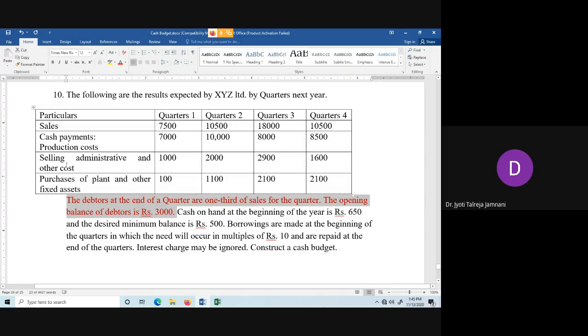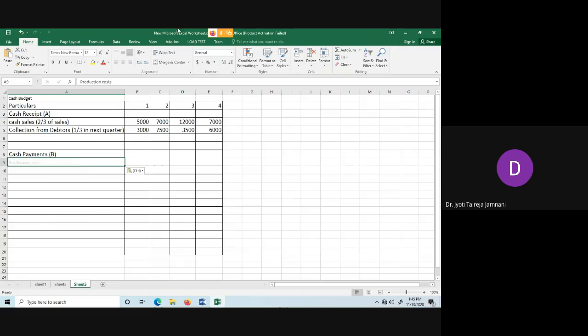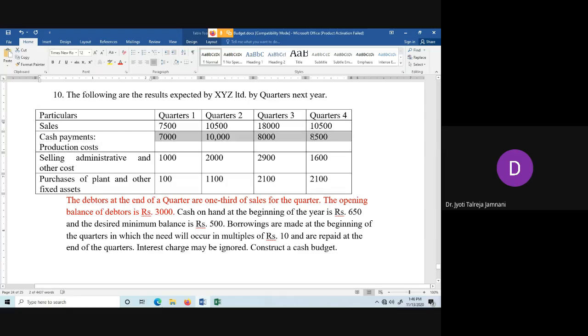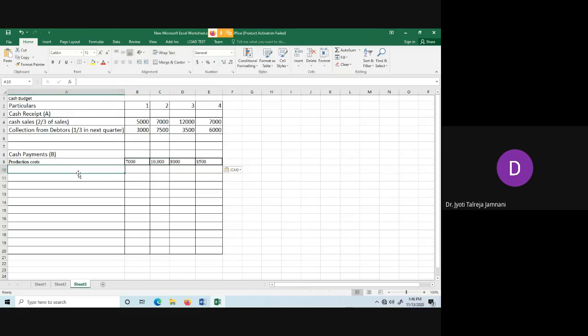Now in the table we have to still pay the production cost, the selling and administrative cost, and the plant and machinery. So let's take production cost and the payments. They have not told that it will be delayed in payment or anything. So that means it's going to be paid in each quarter without any delay.